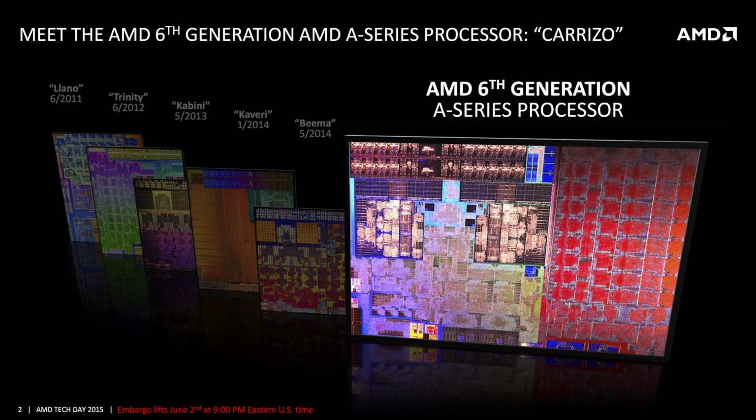Carrizo is a 15-watt 28nm APU, part of the 3rd generation Bulldozer-based microarchitecture codenamed Steamroller. Importantly, it was the first AMD product to introduce AVFS for CPU and GPU cores.